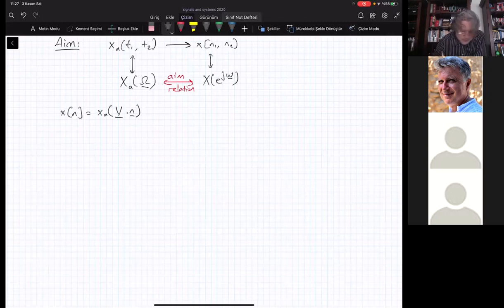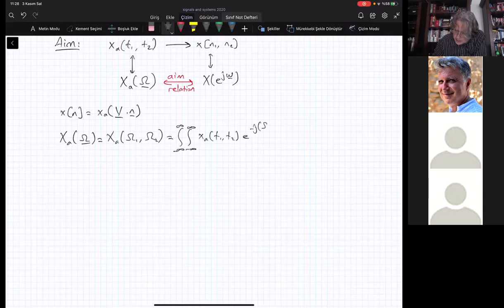So, we also have this information: x sub a of omega, or maybe I should initially write it in the form of omega 1 and omega 2 to avoid ambiguity, is equal to two integrals. Why two integrals? Because it's two-dimensional. So it's a two-dimensional Fourier transform of xa of t1, t2, e to the minus j omega 1 t1 plus omega 2 t2 dt1 dt2.